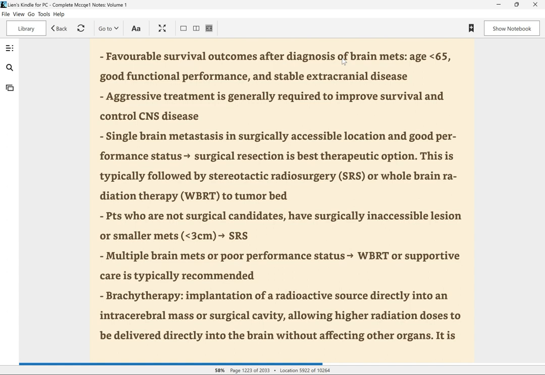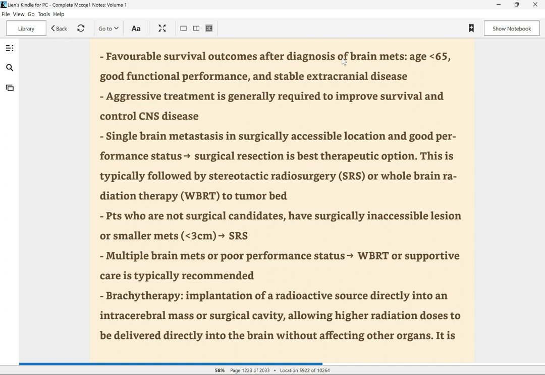Patients who are not surgical candidates, have a surgically inaccessible lesion, or have smaller mets under 3 cm: rightward arrow SRS. For multiple brain mets or poor performance status: rightward arrow WBRT or supportive care is typically recommended.